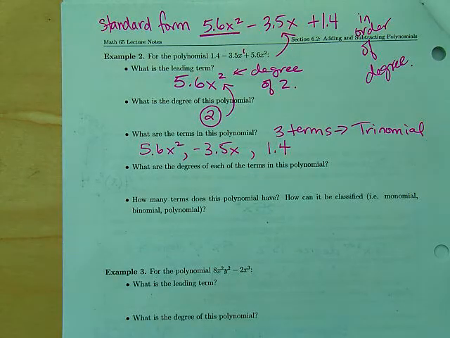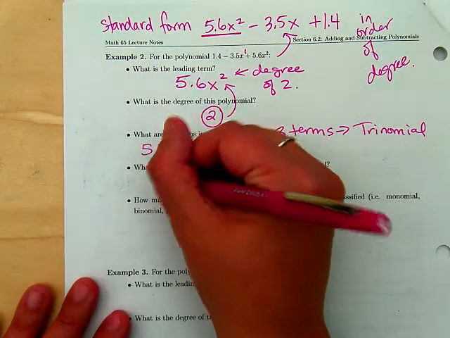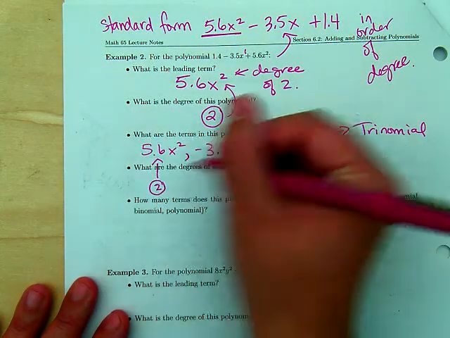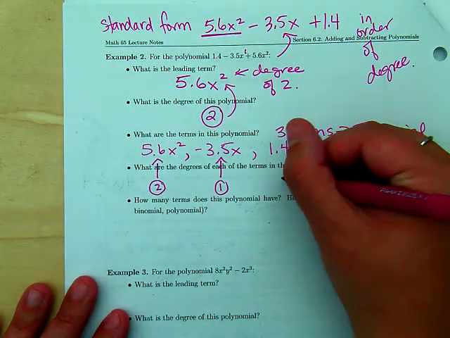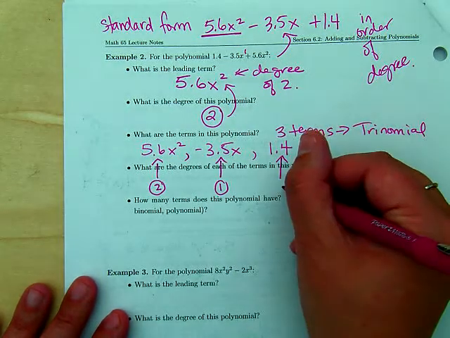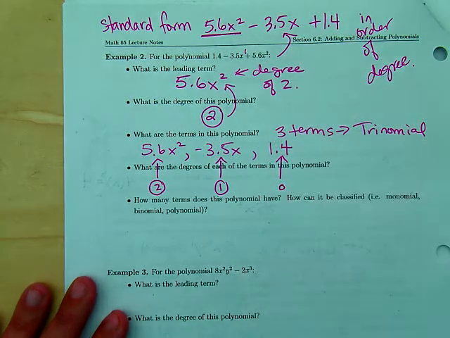What are the degrees of each of the terms? So the degree of this one is 2. The degree of this one is 1. And the degree of this one, the constant, is 0.